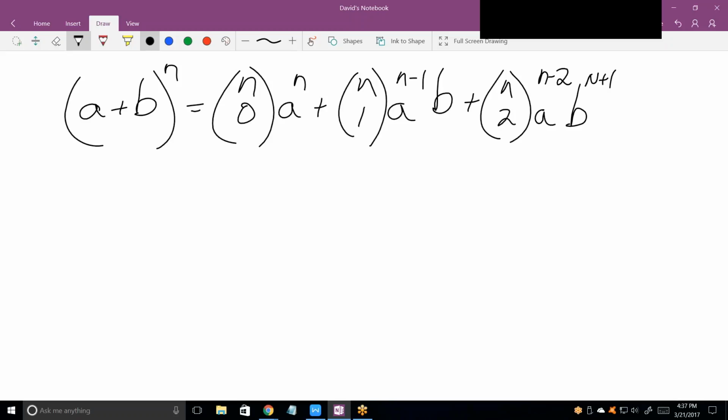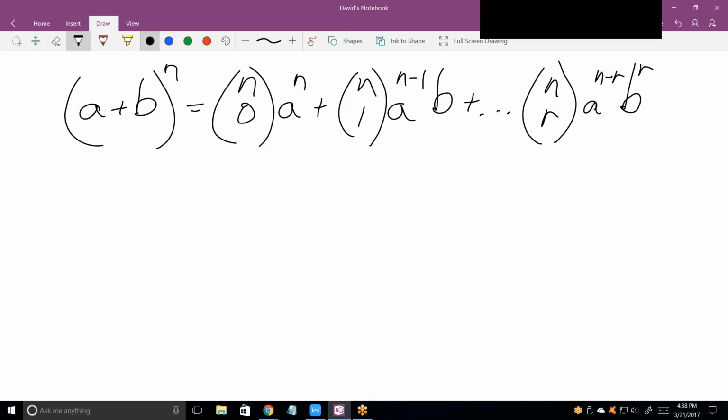Hold on a second. Well, let's erase that and write it the following way. I'm just going to say dot, dot, dot, because we don't know what r is. And the next term is n choose r times a to the n minus r times b to the r. And finally, the very last term is n choose n times just b to the nth.